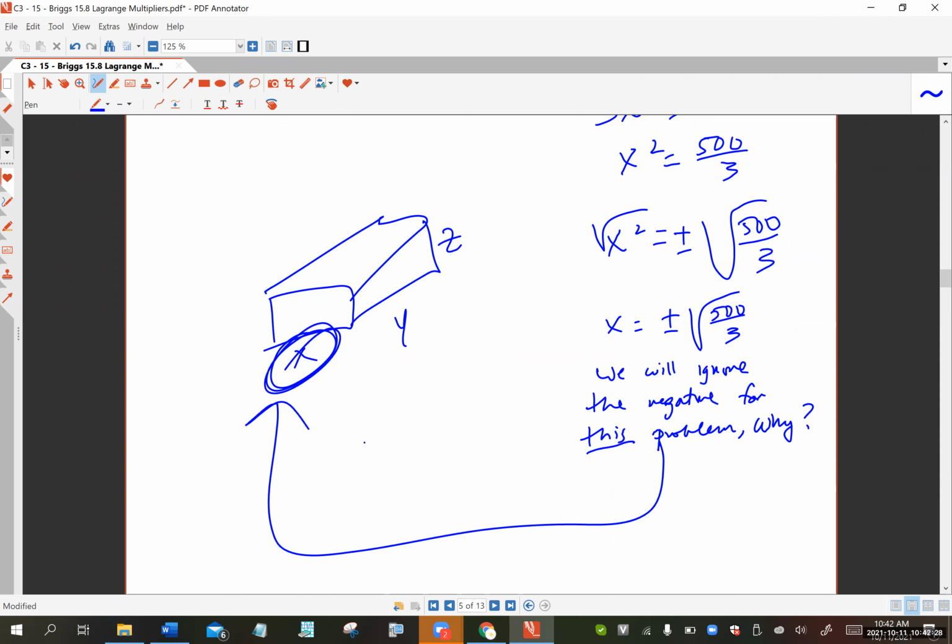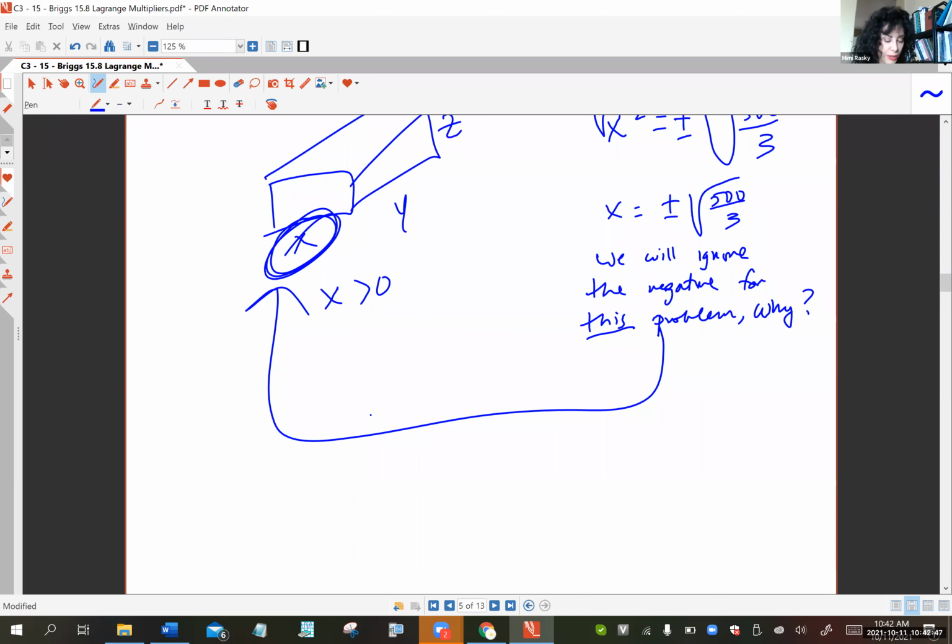If I remember correctly, wasn't it because we put constraints where X, Y, and Z were all greater than 0? Very good. Yeah, we don't want to have a box with 0 or negative dimensions. That would be a very uninteresting box. No fun. So we're going to ignore the negative for this problem, okay? Because we only want positive dimensions here. So then what? Well, X is going to equal positive square root of 500 thirds.